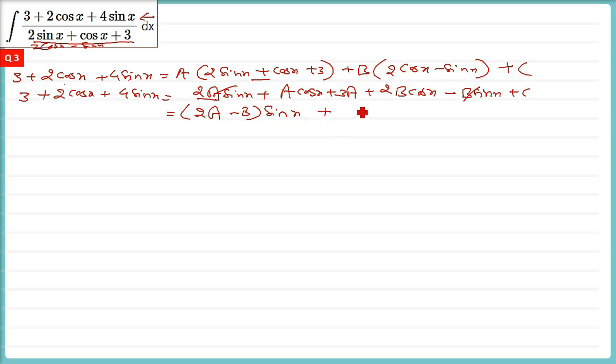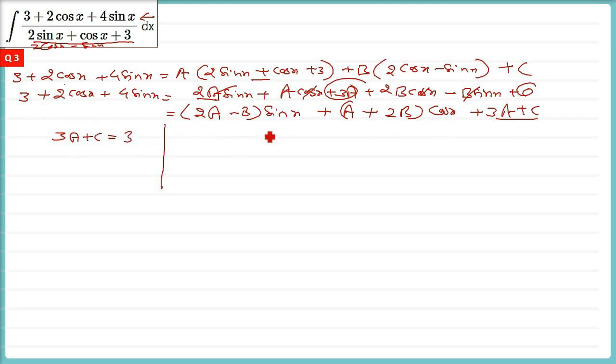Then we have the cos x term. Take the cos x common, and whatever is remaining inside, a plus 2b, will remain. So I've taken cos x common, a plus 2b has remained. And the third term will be the constant, which is 3a plus c. Now equate the similar terms, that is 3a plus c equals 3, the first equation.